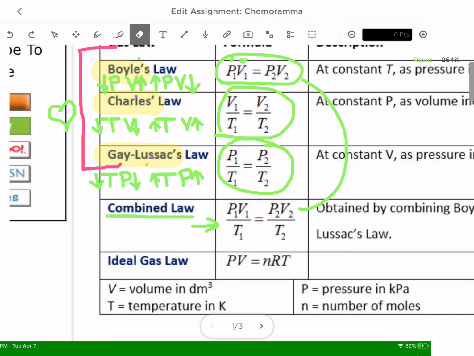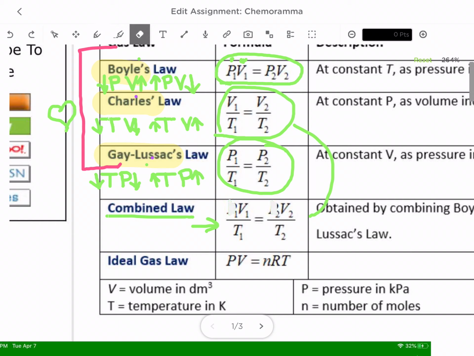So I'm going to erase these. Okay, so Charles likes to watch TV. So I have to keep the T and the V and cross out the P. Oh, look. Boom. Charles' law.